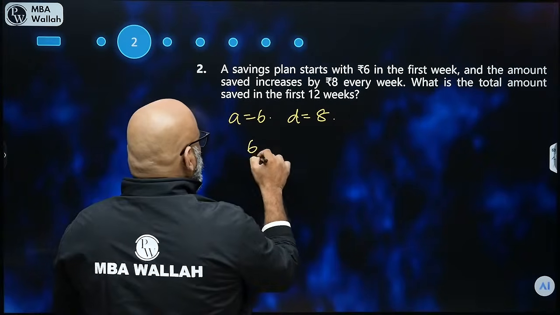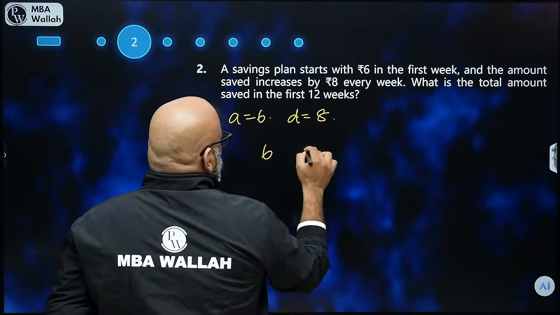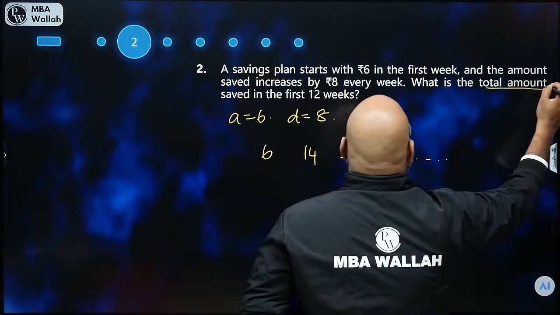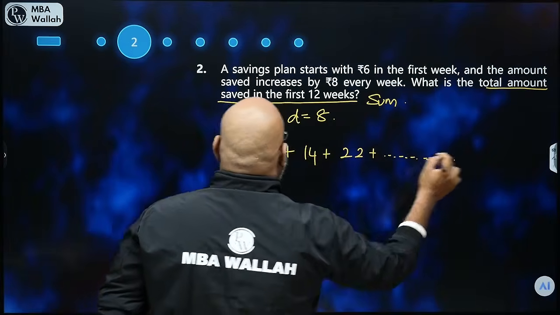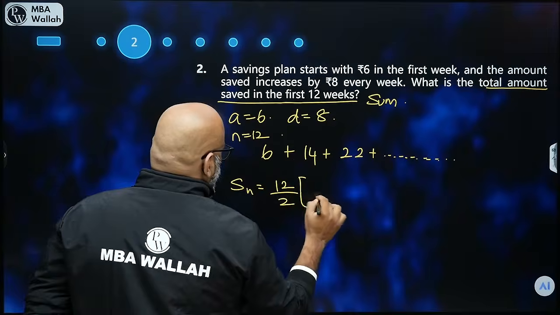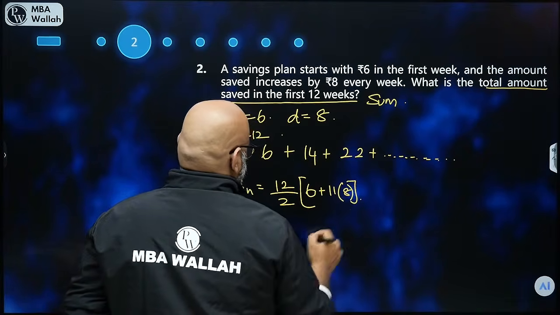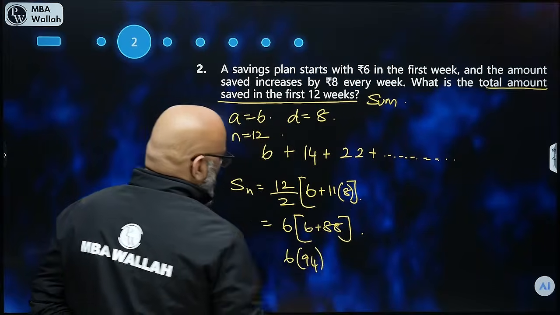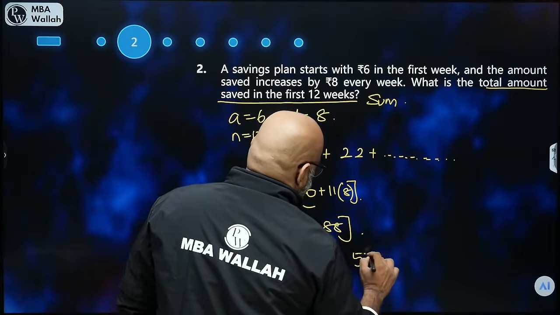So first week it was 6, then it was 14, then they saved 22. They kept doing it. They are asking the total amount saved in the first 12 weeks. Simply sum. So 6 plus 14 plus 22 plus dot dot dot for n is equal to 12. So Sn is equal to 12 by 2 into 6 plus 12 terms, so 11 into 8. That will be 6 into 6 plus 88, or 6 into 94. 6 into 100 is 600 minus 36. So that will be 564.